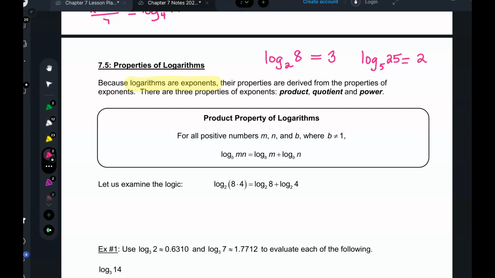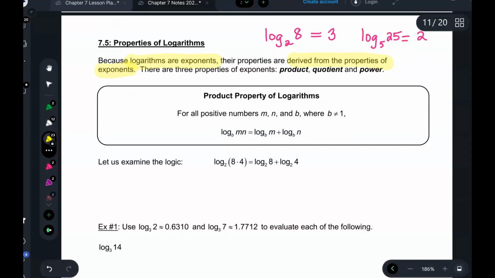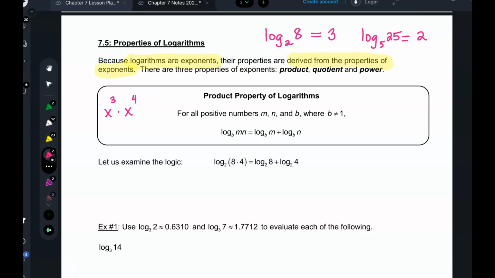Because they are exponents, they are derived from the properties of exponents. So product, quotient, and power. Let's start with the product property. If you have x to the third times x to the fourth, what do we do with the exponents? Add them. We add them, right? Correct. So we add the exponents.